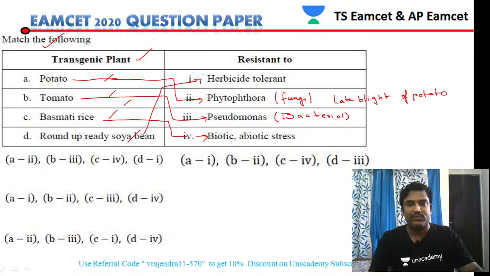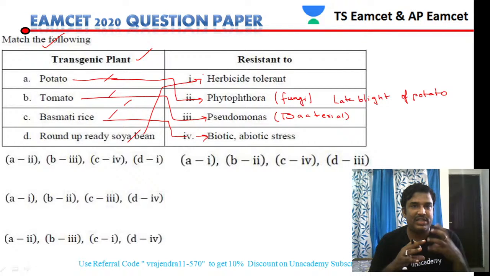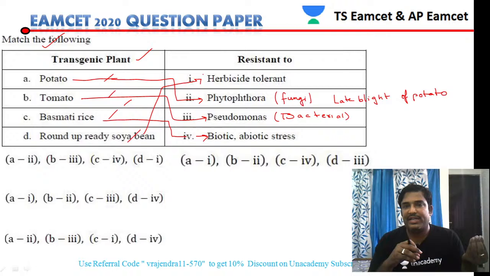So once again, if you see the transgenic potato, it is resistant to the fungus. The name of the fungus is Phytophthora infestans. Generally, Phytophthora infestans causes a disease called late blight of potato. Similarly, tomato is infected by a bacteria.